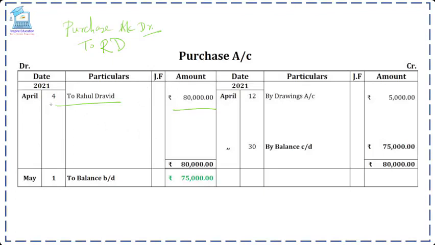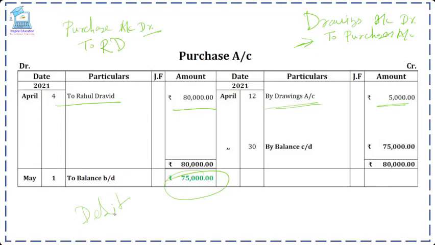Clear? And one more transaction was there, that is goods taken by the owner. Whenever there is goods, we have already made this transaction. Drawings account debit to purchases, right? So purchase account is credit here. So in the credit side, we have written drawings 5,000. So ultimately, the balance is coming 75,000. So this is also called debit balance. Clear?